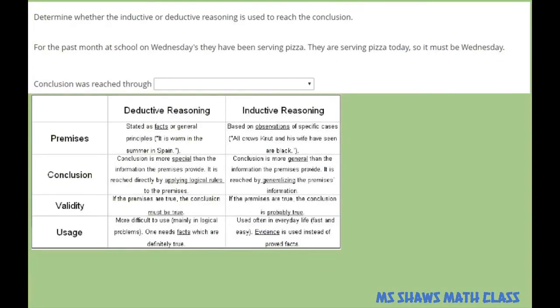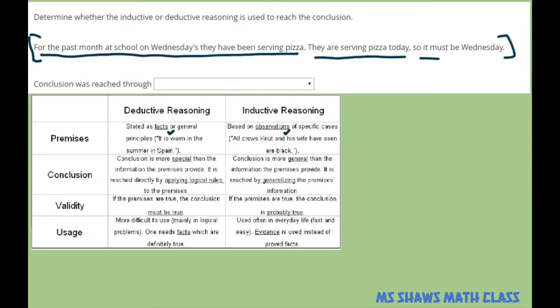All right, now we're going to go into inductive and deductive reasoning. For the past month at school on Wednesday, they have been serving pizza. They are serving pizza today, so it must be Wednesday. So this one's a little tricky because of the way this is worded. The facts are, for the past month at school, they've been serving pizza. So that's the facts. But you could also say it's observations. They are serving pizza today, so it must be Wednesday.